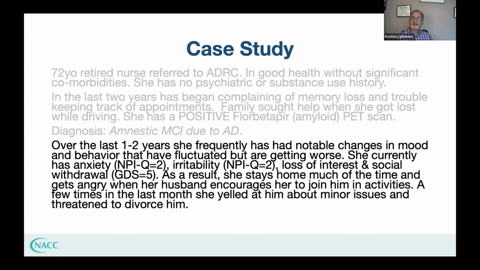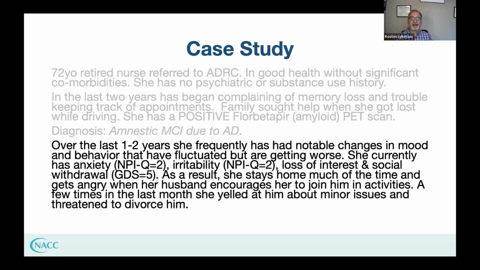We also discovered with this new participant that over the last couple of years, she's had notable changes in her mood and behavior that have fluctuated but are getting worse. She currently has anxiety, which is rated on the MBI-C with a score of 2, similar for irritability, and she has social withdrawal, recorded with a severity of 5 on the GDS. As a result, she stays home much of the time, gets angry when her husband encourages her, and at times threatens him with divorce. The latter part is the impact on interpersonal relationships that I've been talking about.